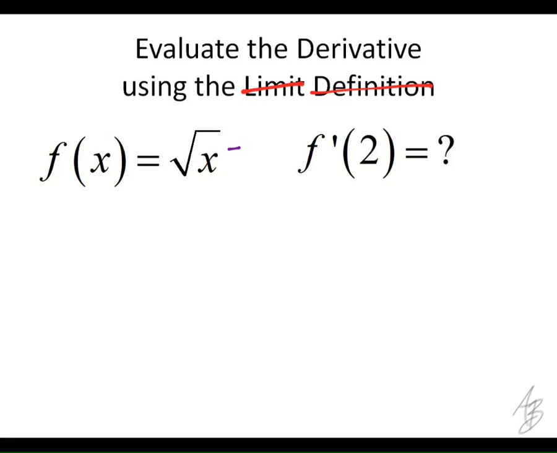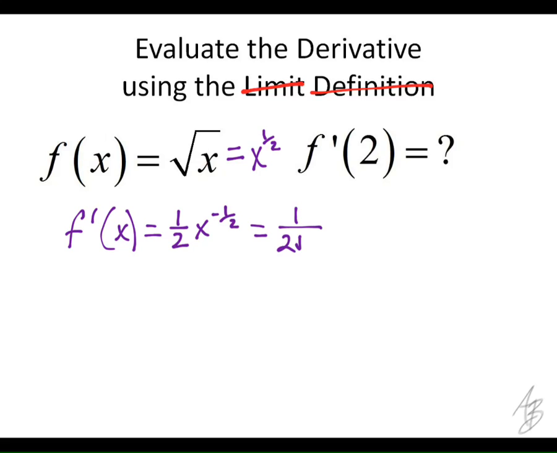I'll give you a hint. I'm going to rewrite this. X to the 1/2. Okay, if we use exponents, it's easier to take derivatives. So the derivative at every point, f prime of x, is going to be what? 1/2 x to the negative 1/2. X to the negative 1/2 is the same thing as 1 over the square root of x. So what we get is 1 over 2 square root of x.